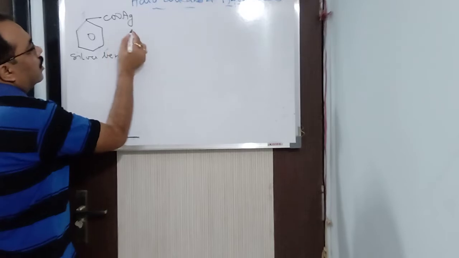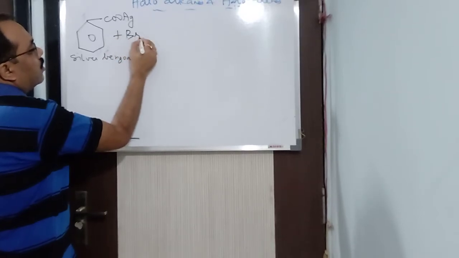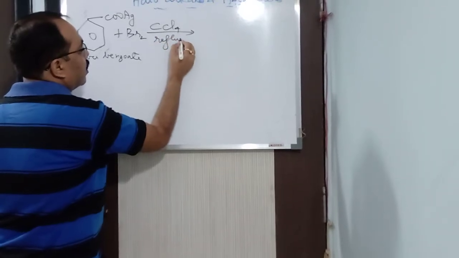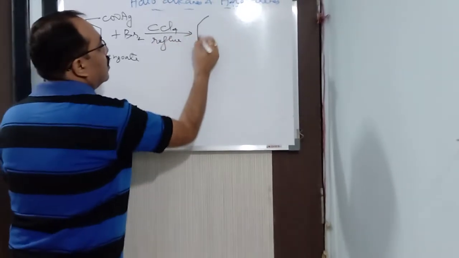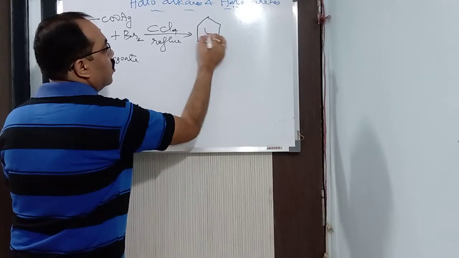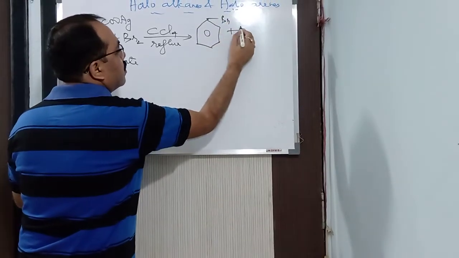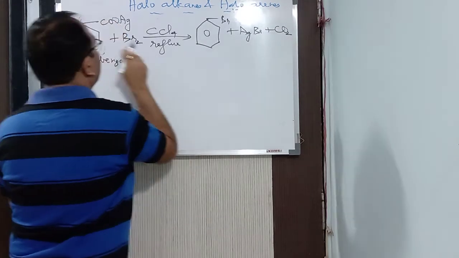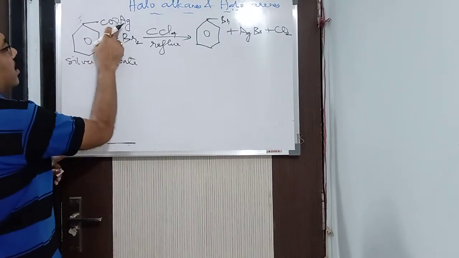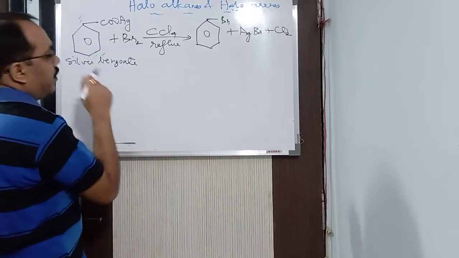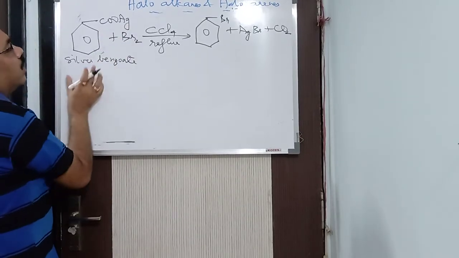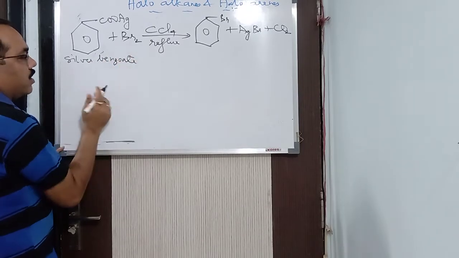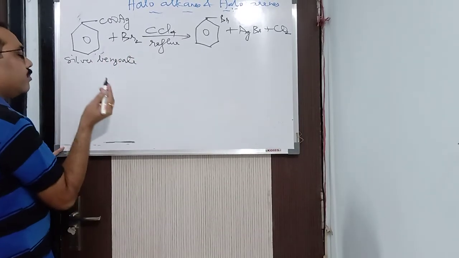Now when I heat this with Br2 in presence of CCl4 under reflux, what am I going to get? I am going to get bromobenzene plus AgBr plus CO2. Okay. So in this way, you are going to get it, that is your Hunsdiecker reaction. We can say that from the Hunsdiecker reaction we can prepare aryl halides.